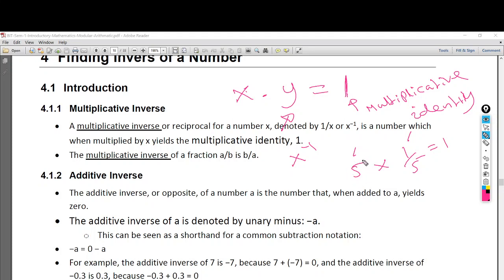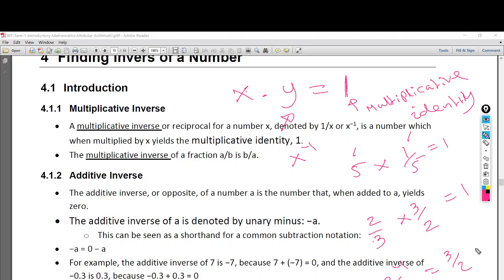But the concept called inverse is not only for whole numbers, it is there for fractions as well. For example, if your number is 2 over 3, what is the number that you multiply by this number to get 1? That is obviously 3 over 2, because then it is going to be 1. Therefore, we can say that the inverse of 2 over 3 is 3 over 2.